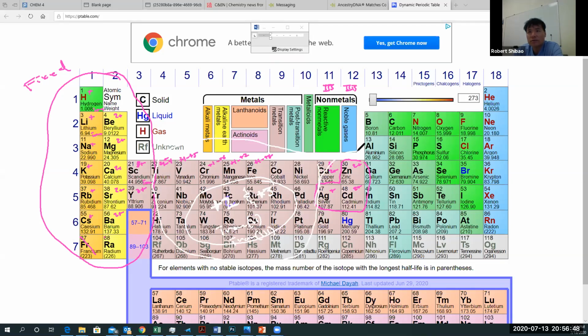Common charges for this region here are +1 and +2, and +1 and +3 for gold. Gold is +1 and +3 are the most common. Mercury is +1, +2. So these are common charges in this area. And so let's write +3 for gold. Gold is unusual though. And then over here in this area, +2 and +4. Again, we're in variable charge. +2 and +4 are common here.